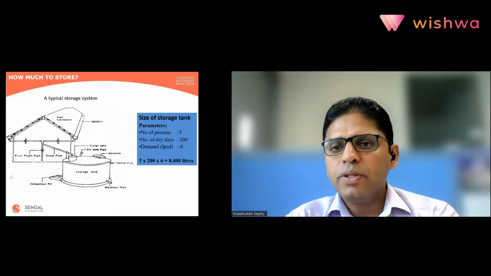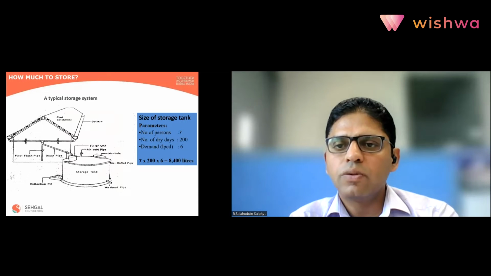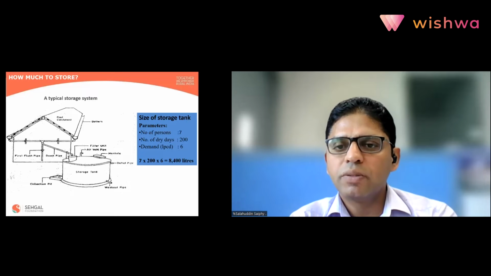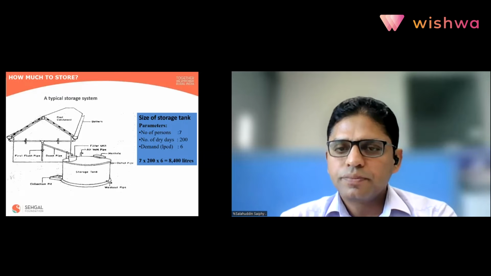So for a family of even 7 persons, if we consider 200 dry days or the scarcity period where you would have limitations from municipal water supply or your bore well also fails, and if you consider 6 liters per capita per day demand, basically meeting your drinking and cooking requirements, you need roughly 8,400 liters of water. And we just saw that from a building of 100 square meter, we can harvest about 70,000 liters of water. So sufficient water is available for us if we do harvest it properly.